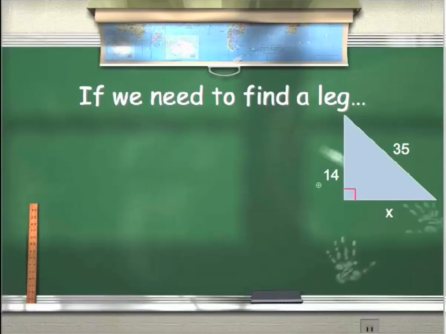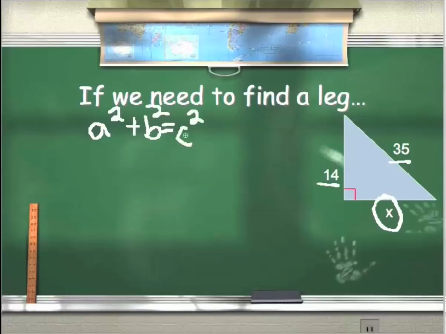Now let's say we have a right triangle where we know one of the legs and the hypotenuse, and we need to find out the other leg. We still use the Pythagorean theorem, which says a squared plus b squared equals c squared. The only difference is, this time we're trying to find a leg. So we can choose that leg to be either a or b. I'll let it be a. So we say a squared plus 14 squared equals 35 squared.